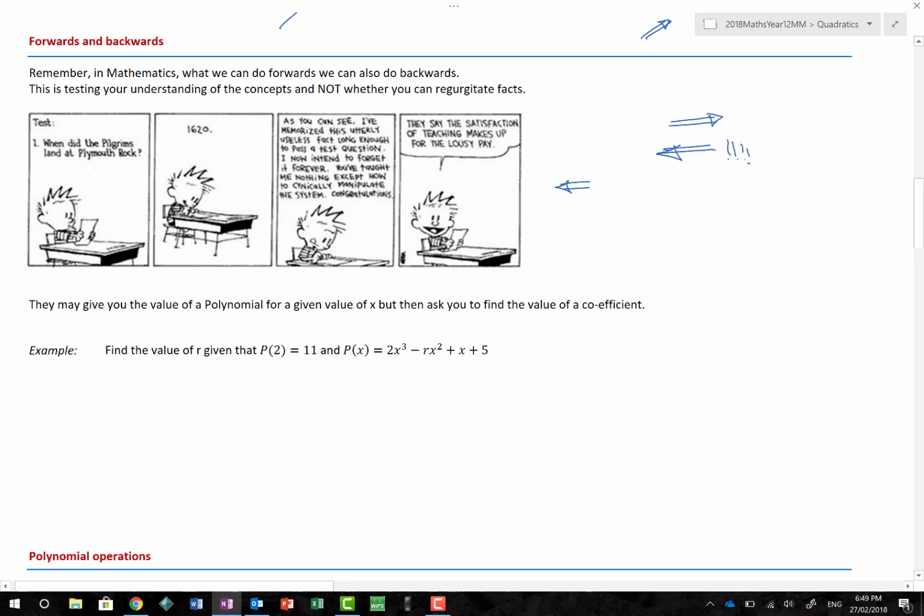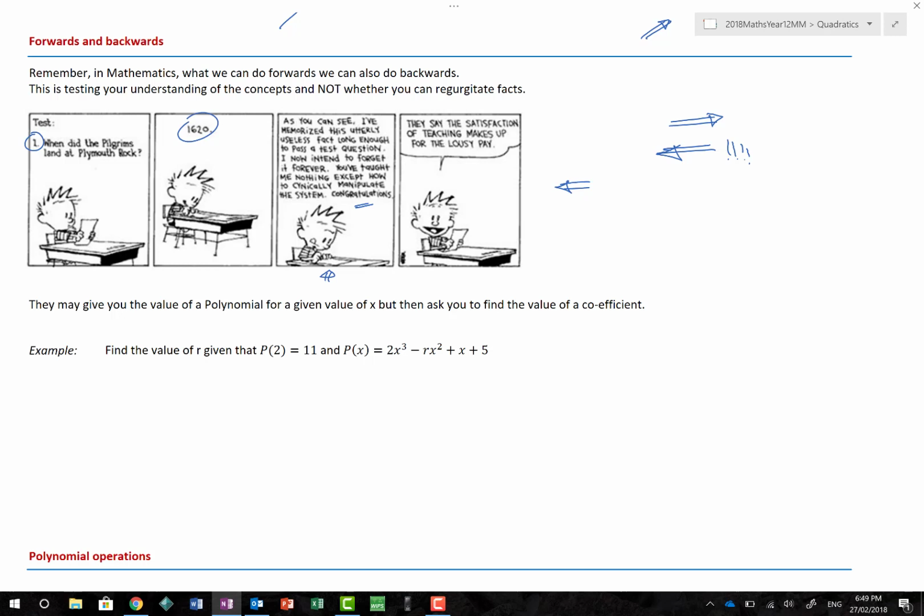And as Calvin said here, if you look at his test, he's being asked a question. He puts 1620, which I'm imagining is the correct answer. But then, very typically for Calvin, who is a 6-year-old and has probably a better vocabulary than I do, he basically says, well, as you can see, I've memorized this utterly useless fact long enough to pass a test question. He's now intending to forget it forever, and he's taught me nothing except how to cynically manipulate the system.